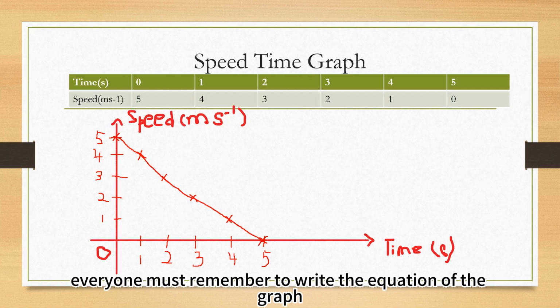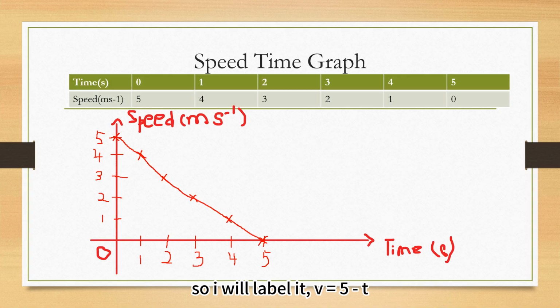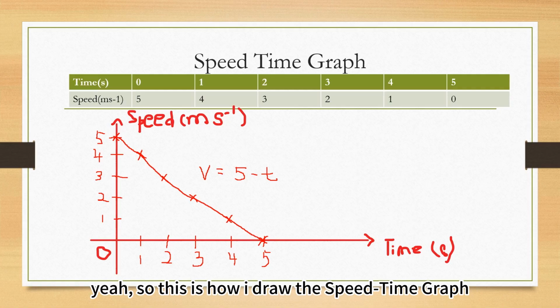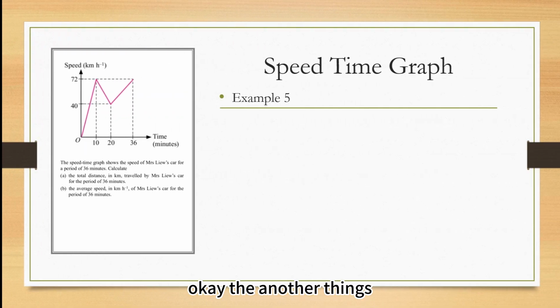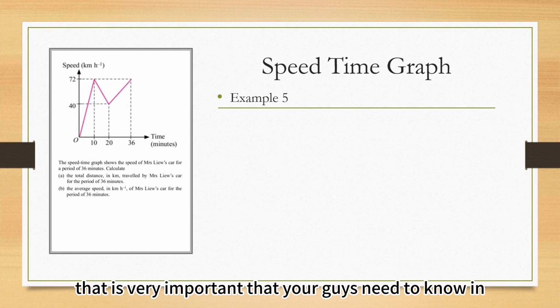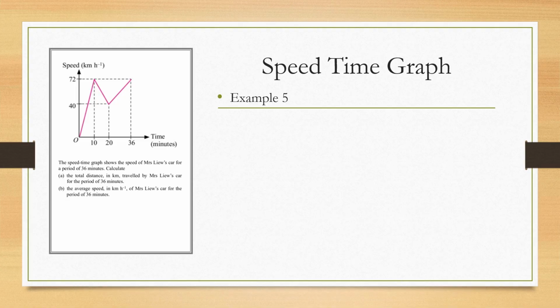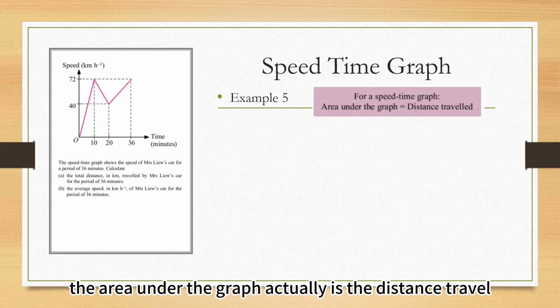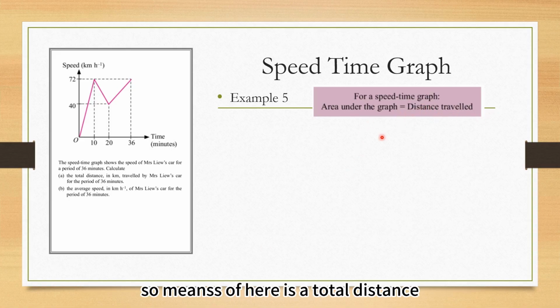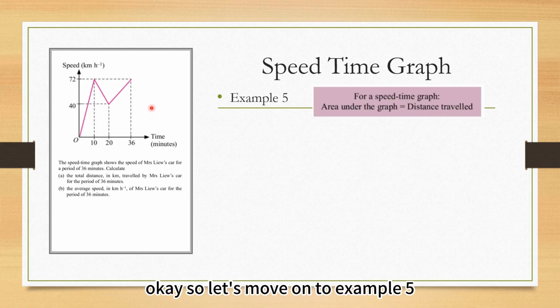Don't forget, everyone must remember to write the equation of the graph. So I will label it with v = 5 - t. So this is how I draw the speed time graph. Another thing that is very important that you need to know in the speed time graph is that the area under the graph is actually the distance traveled. So all of this here is the total distance. Okay, so let's move on to example 5.